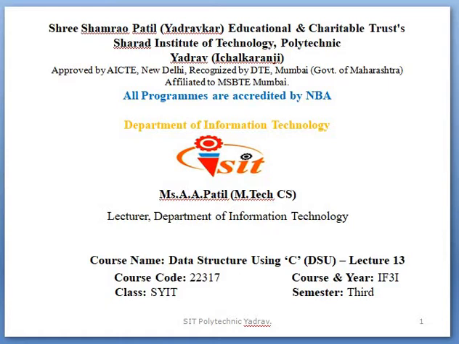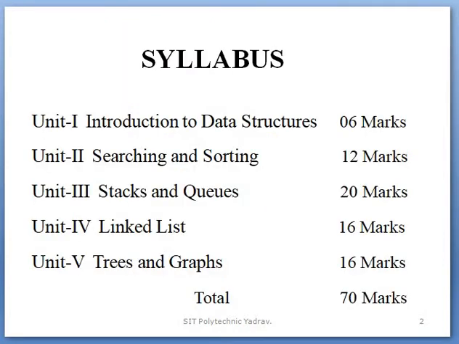Today we start the 13th lecture of the subject Data Structure using C. The syllabus for that subject has a total of 5 units. Unit number 1 is Introduction to Data Structures for 6 marks. Unit number 2 is Searching and Sorting for 12 marks. Unit number 3 is Stacks and Queues for 20 marks. Unit number 4 is Linked List for 16 marks. Unit number 5 is Trees and Graphs for 16 marks.